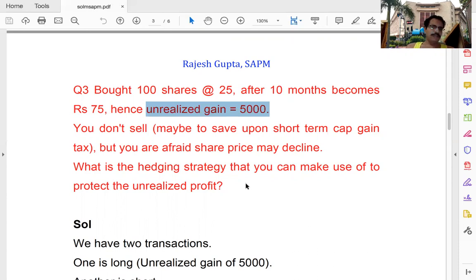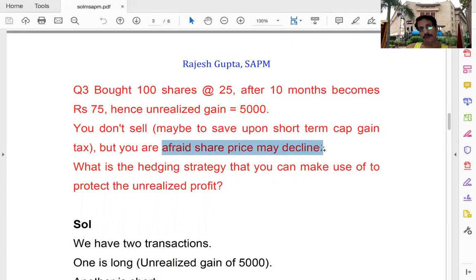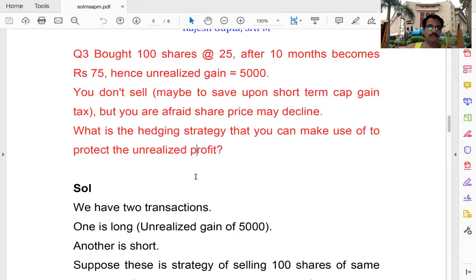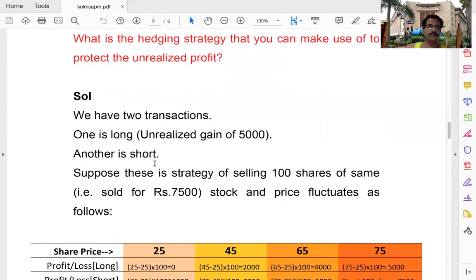You don't sell. Maybe you want to save on short-term capital gain tax because it's only 10 months now, or maybe you are afraid the share price, instead of going up, may go down, so you want to kind of insure yourself. What is a hedging strategy that we can make here to protect my unrealized profit? So this is a beautiful question.